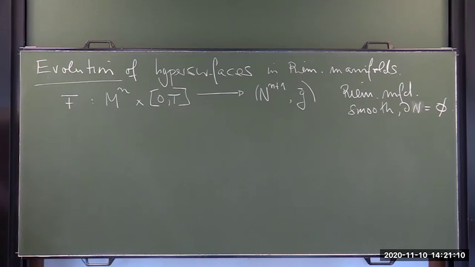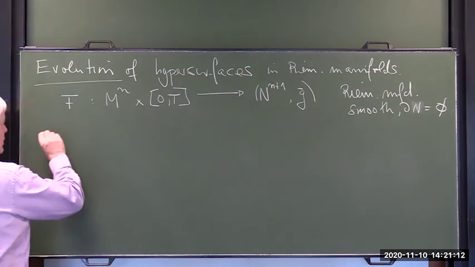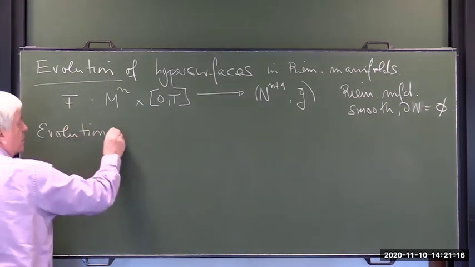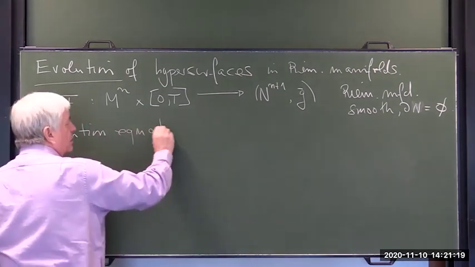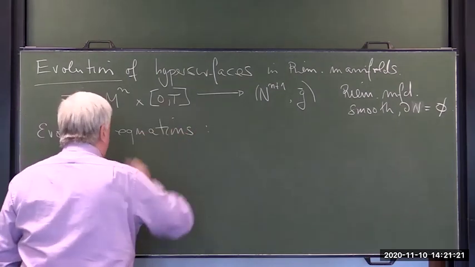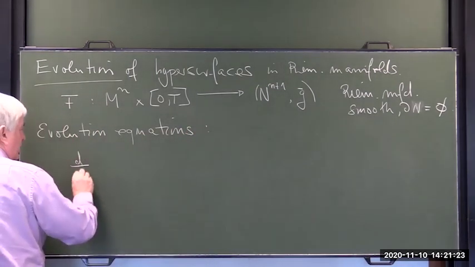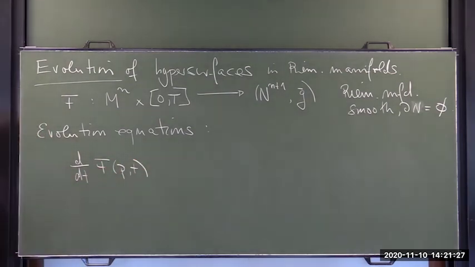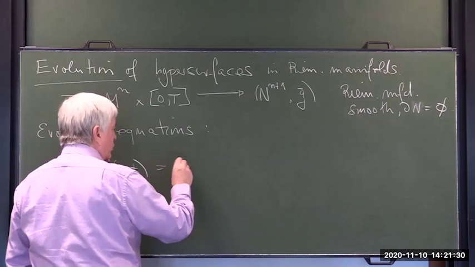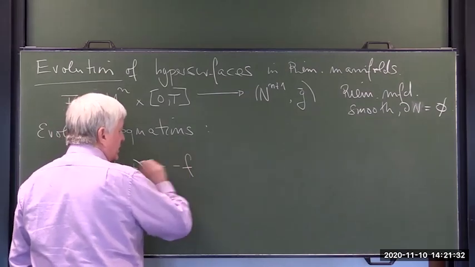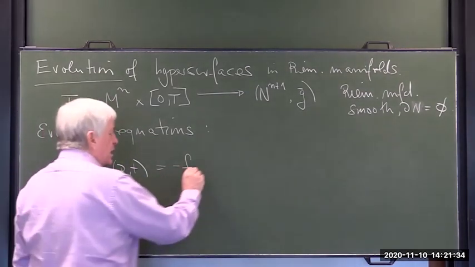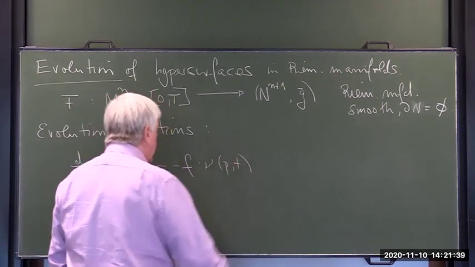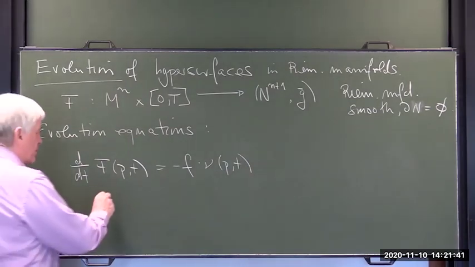And then we want to look at evolution equations of the type d/dt of the position vector at some time and point is equal to some speed, let's write minus f for this, times a unit normal at that point and time, and with some initial data.